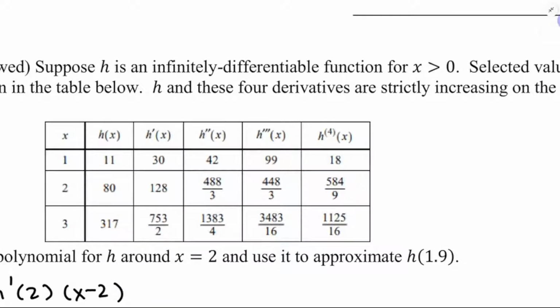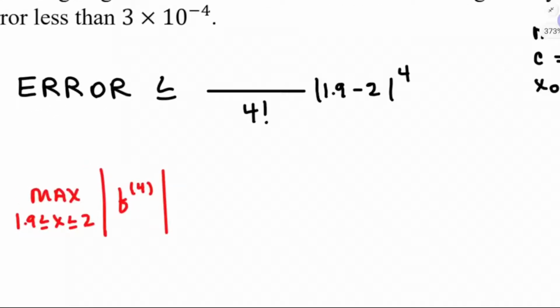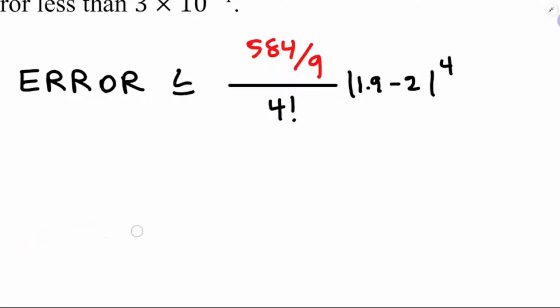The 4th derivatives are strictly increasing, so that means it's increasing from 18 to 584 over 9, which is bigger than 18. Yeah, that does make sense. And so the maximum possible absolute value must be that 584 over 9. So I'm going to use that 584 over 9. In this case it was actually h's 4th derivative, but 584 divided by 9 right there. Okay, we don't need that.